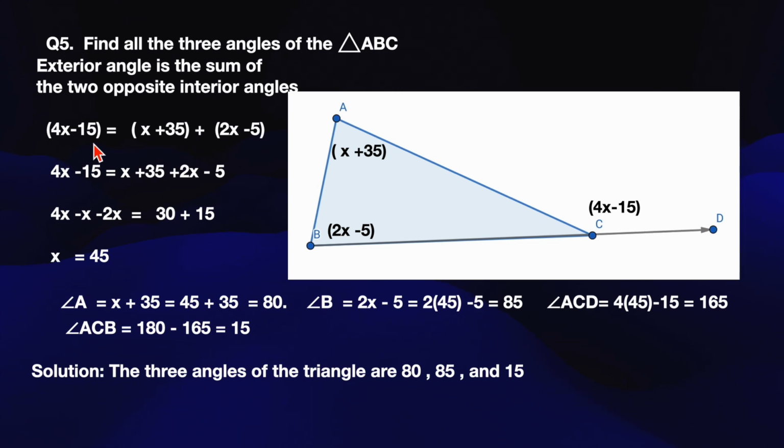See here. Always remember this: exterior angle is equal to the sum of the two opposite interior angles. Now you simplify this, you get the value of x as 45. So put here 45. What is angle A? Angle A is equal to 45 plus 35, 80 degrees. Angle B, substitute, you get 85. This is 80 and this is 85. So what about this angle? This angle will be 180 minus 80 minus 85. That is 15. This angle is 15.